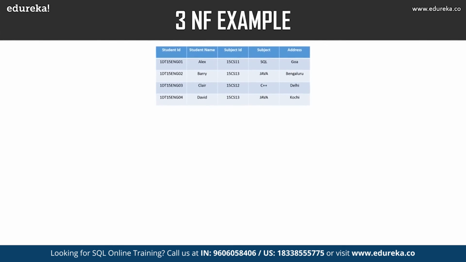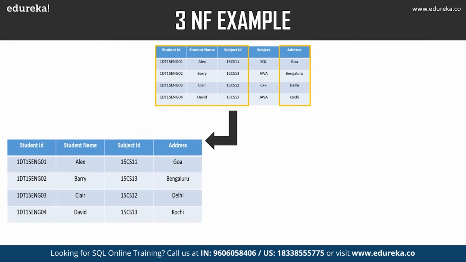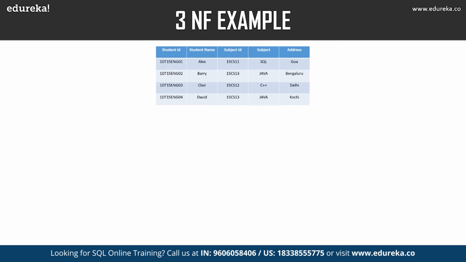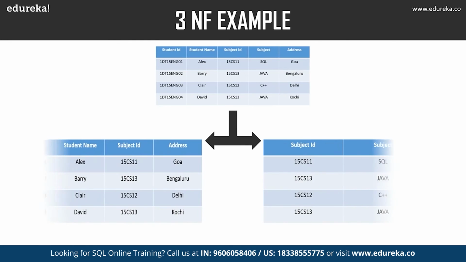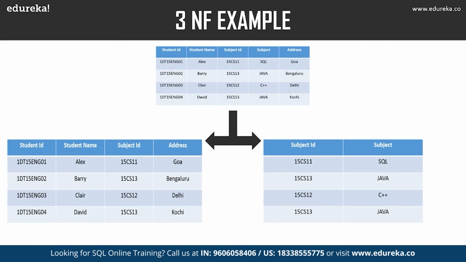Now, in order to achieve third normal form, we need to divide the table as shown below. Firstly, let's divide the table and store student ID, student name, subject ID, and address in it. All the columns are referring to the primary key, which is student ID. Let the second table have subject ID and subject columns. So, subject is dependent only on subject ID and not on student ID. As you can see from the above tables, all the non-key attributes are now fully functionally dependent only on the primary key. In the first table, columns such as student name, subject ID, and address are only dependent on student ID. In the second table, subject is only dependent on subject ID.